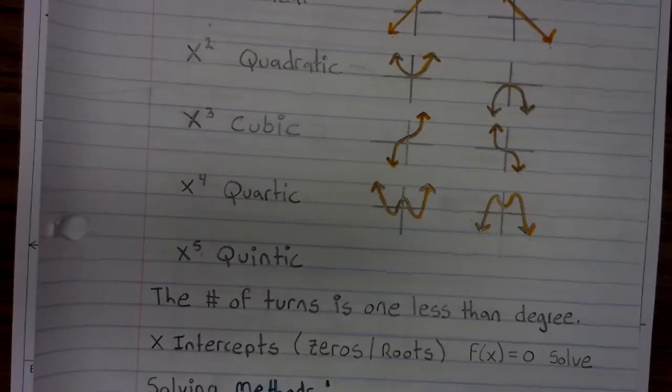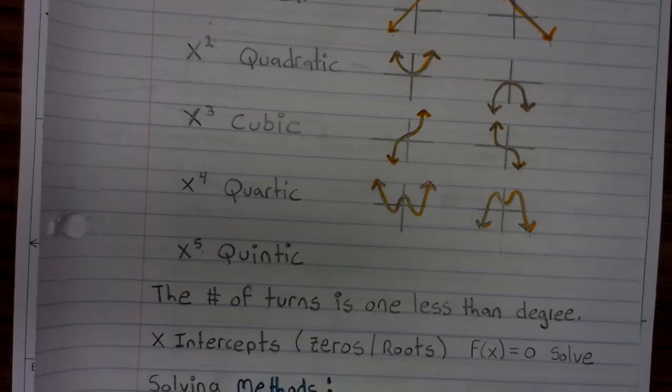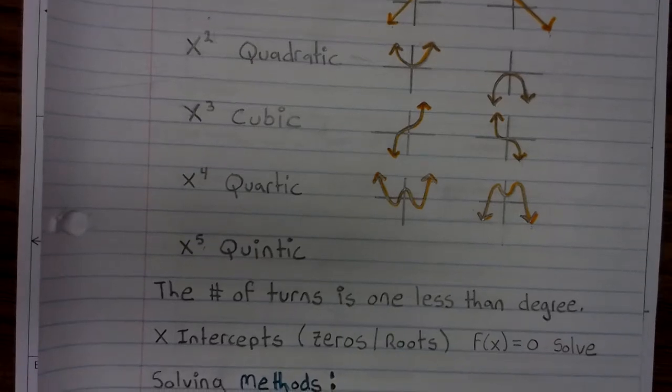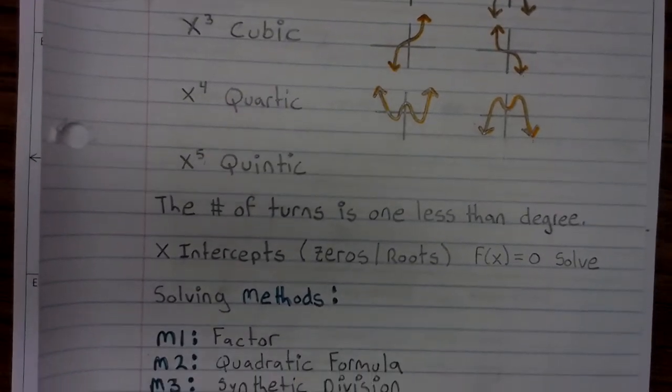And then when it's x to the power of 5, it's quintic. And there's not an example of a graph, but if you graph an x to the power of 5th, you'll see the curves. There's just a lot of curves, and that's why we don't have an example. All right. The number of turns is 1 less than the degree. The x-intercepts, also known as the zeros or roots, is when f of x is equal to 0. To find them, you solve when f of x equals 0.